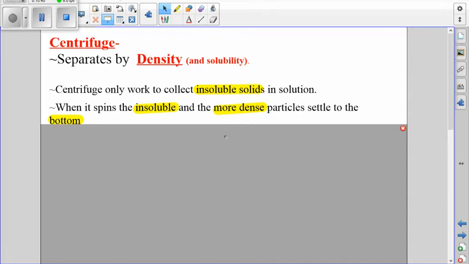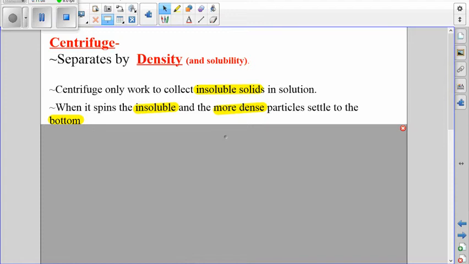If I pour this off, okay, now I just have magnesium hydroxide stuck in there and I have them nice and separate. Okay, so that's the centrifuge. Two things have to be true. One, there has to be some sort of insoluble solid. Okay, so magnesium hydroxide, if it formed as a precipitate, by definition, it is insoluble.